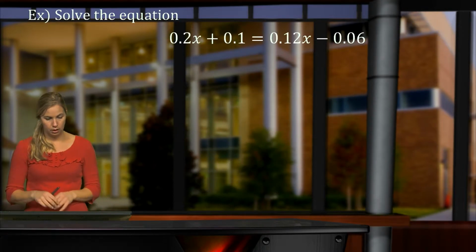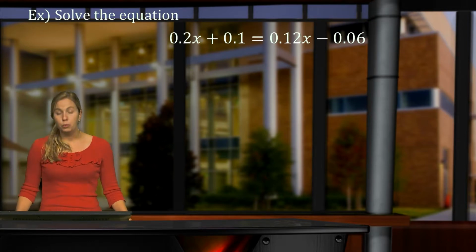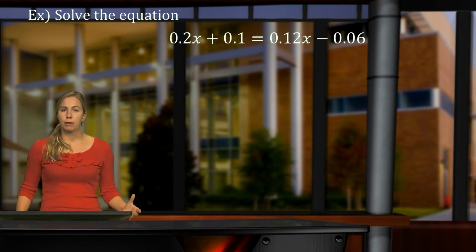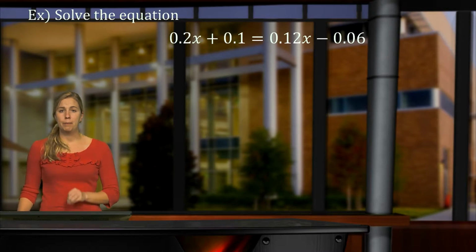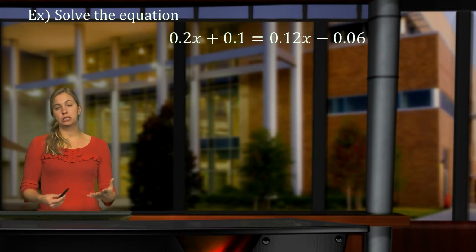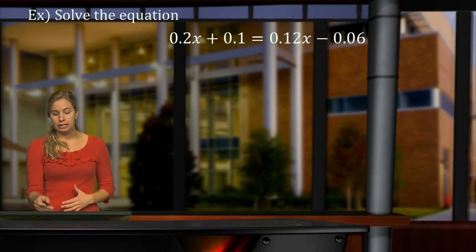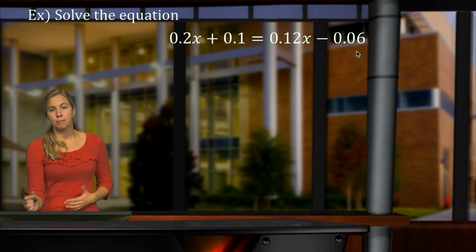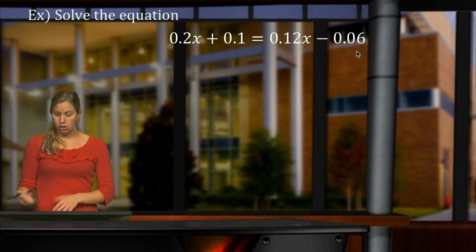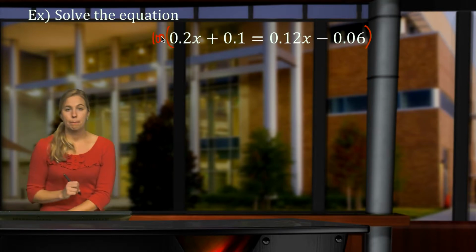0.2x plus 0.1 equals 0.12x minus 0.06. So here we have another example that involves decimals, and remember that we're going to clear the decimals by multiplying by powers of 10. Now, if you look at all of your decimals, if I just multiply by 10, will it clear every decimal? The answer is no, because on this right-hand side, my decimals are to the hundredths place. So in order to clear all of the decimals, we are going to multiply by 100.